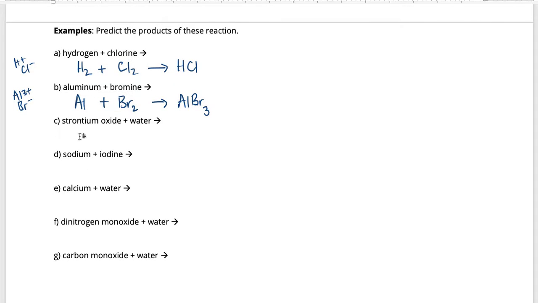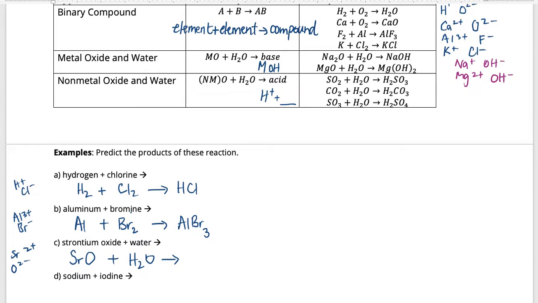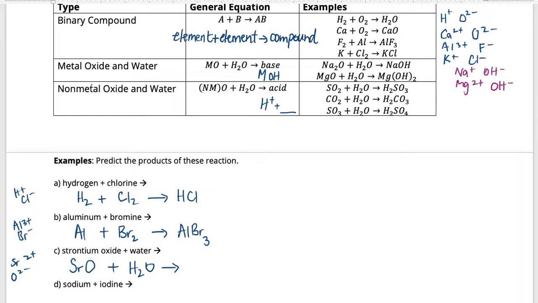Okay, here's the next one. We have strontium oxide. Let's write that out. We know strontium has a 2+ charge, oxygen has a negative 2 charge, so strontium oxide, and water. What do we have in this case? It's not an element. Looking at our guideline table, we're seeing water, so we have a metal oxide and water. What's going to happen here? It's going to form a base, a metal hydroxide.